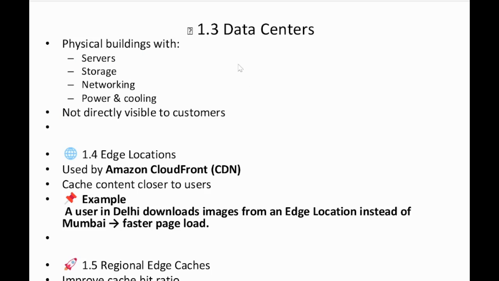Okay. Next one is the edge location. So what is an edge location? It is used by Amazon CloudFront to cache content closer to users. Example: a user in Delhi downloads images from an edge location instead of Mumbai. Okay, so faster page load.